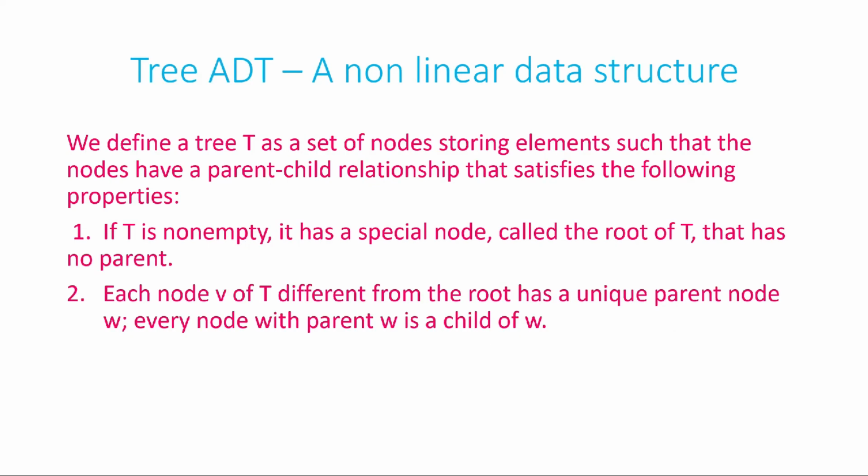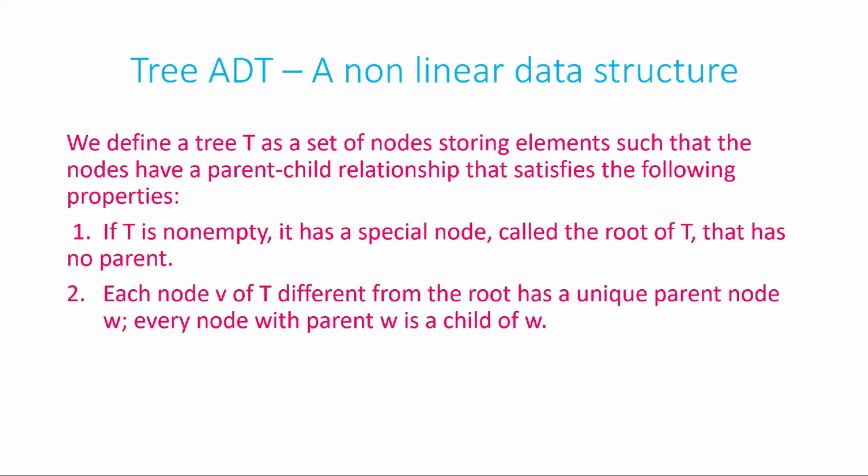Let's discuss what is tree abstract data type. It will help us in understanding its conditions and operations that can be performed on it. Tree is a set of nodes that follows these following properties. First, a tree can be empty as well, but if it is non-empty, it should have a special node which is called root. And root has got no parent. That's why it is called special, because it has got no parent. Second thing, every node apart from root has a unique parent node, and this very node is called child of your parent node. So only two conditions: it has got a special node root, and second, they hold parent-child relationship among each other.